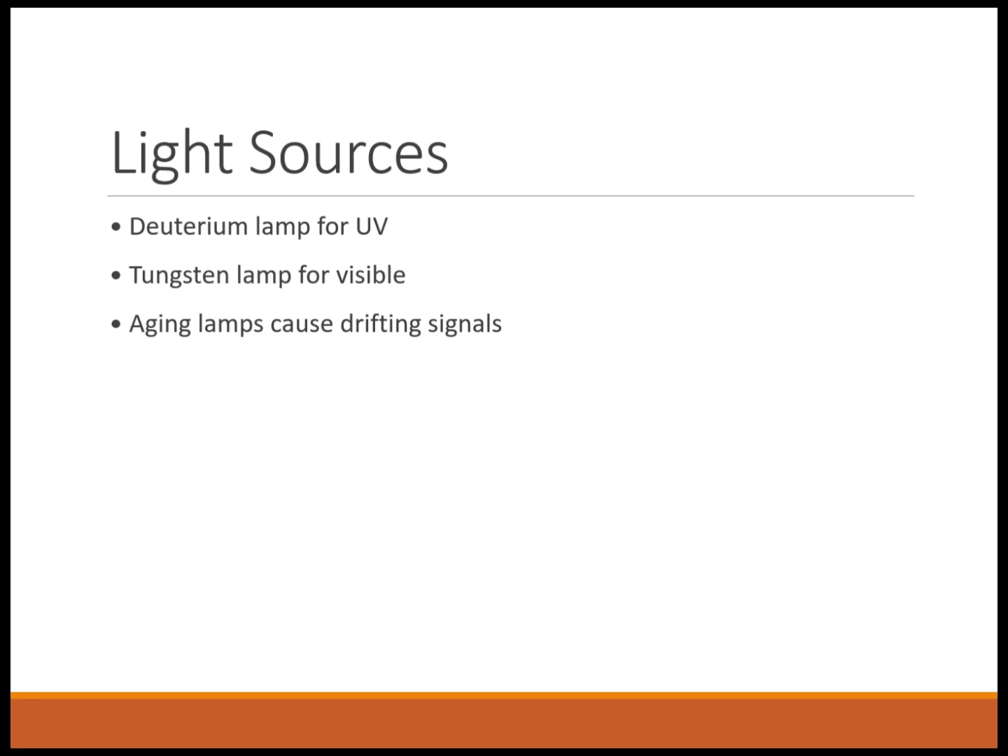Light sources also affect UV visible instruments. Two main types of lamps are used: the deuterium lamp, which is used for the UV region, and the tungsten halogen lamp, which can be used for the visible region. Lamp aging, flickering or instability introduces noise and drifting baselines. So aging of the lamp can also result in inaccurate results and cause drifting signals.